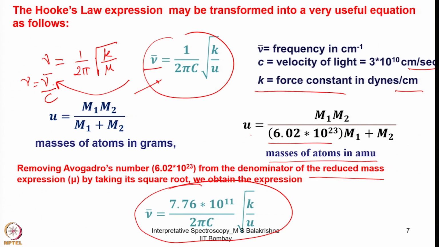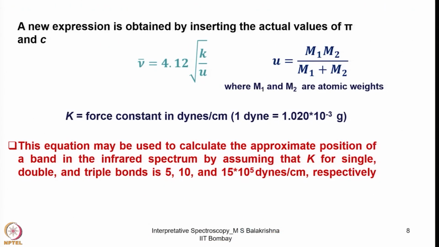And then if we add the constants such as pi 22 by 7 and c 3 into 10 raised to 10, it would simplify to this format here. So 4.12 into square root of k by mu. Here, as I mentioned, force constant is represented in dynes per centimeter, and then one dyne is approximately 1.02 into 10 raised to minus 3 grams. So this equation may be used to calculate approximate position of a band in the infrared spectrum by assuming that k for single, double and triple bond is 5, 10 or 15 into 10 raised to 5 dynes per centimeter.